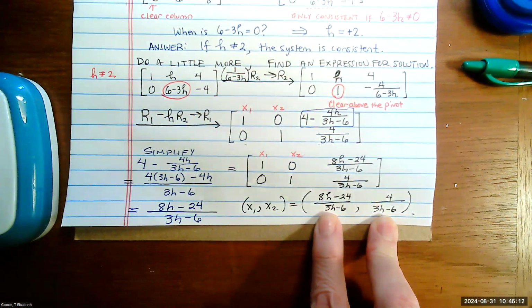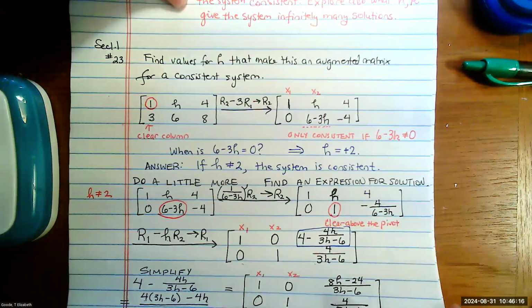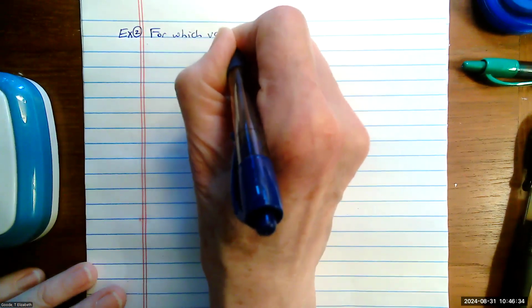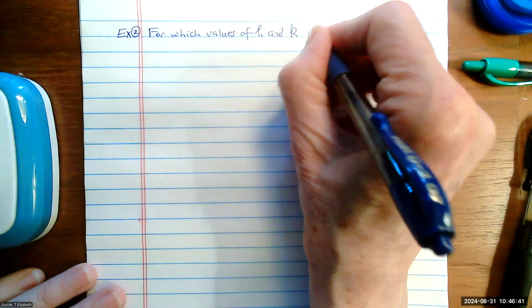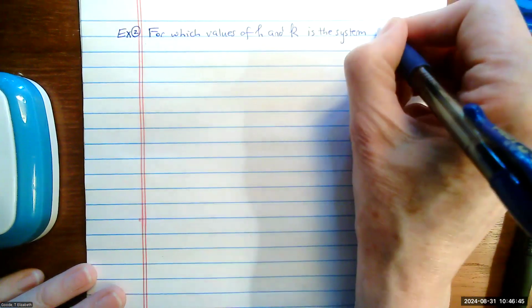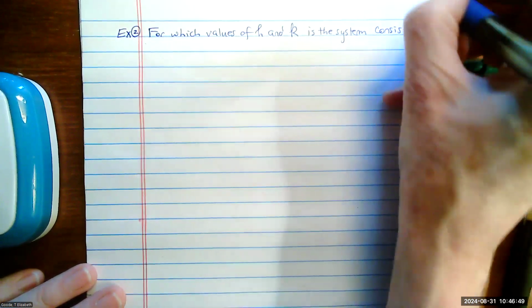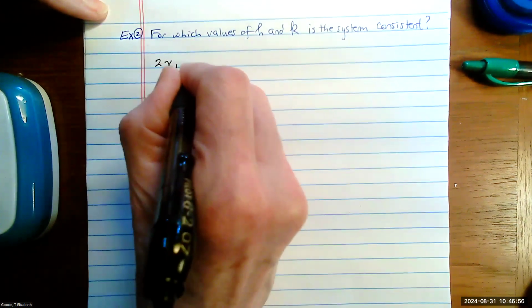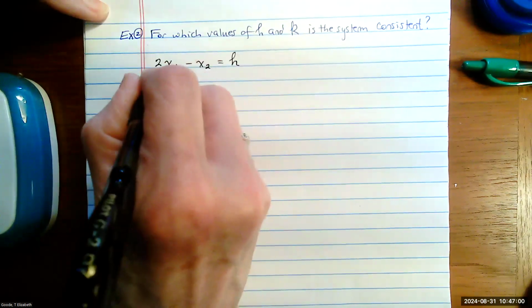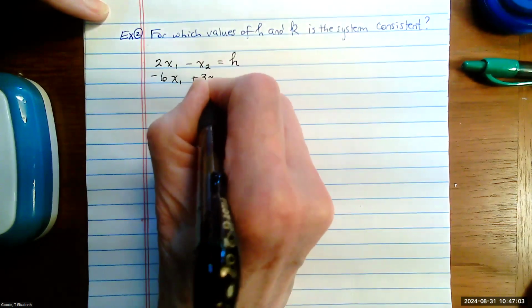And we're ready now for example 2. So in example 2, the question is, for which values h and k is the system consistent? Here we're going to be given a system of equations. Okay, so we're given 2x1 minus x2 equals h, negative 6x1 plus 3x2 equals k.